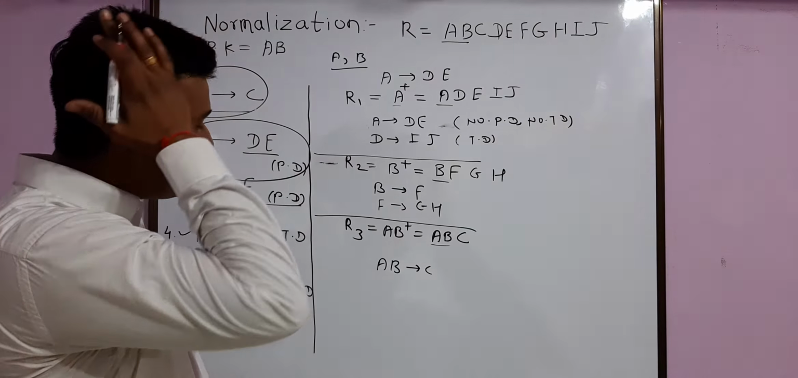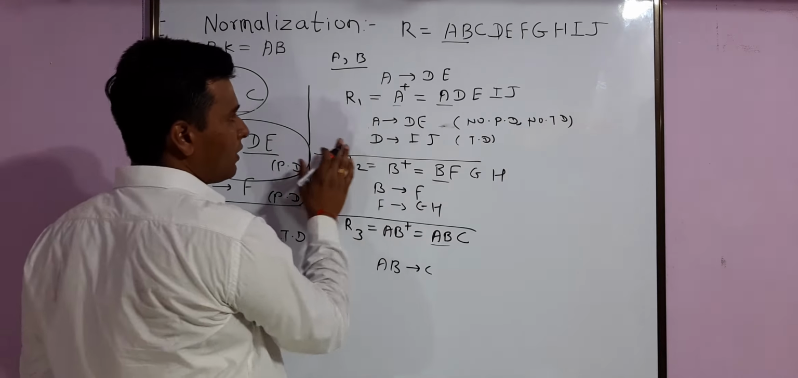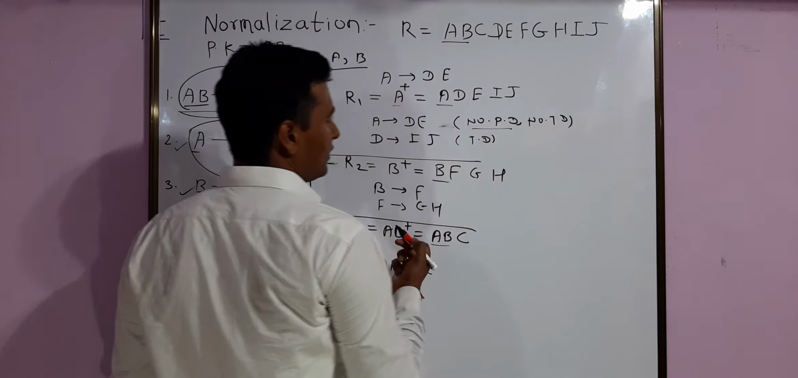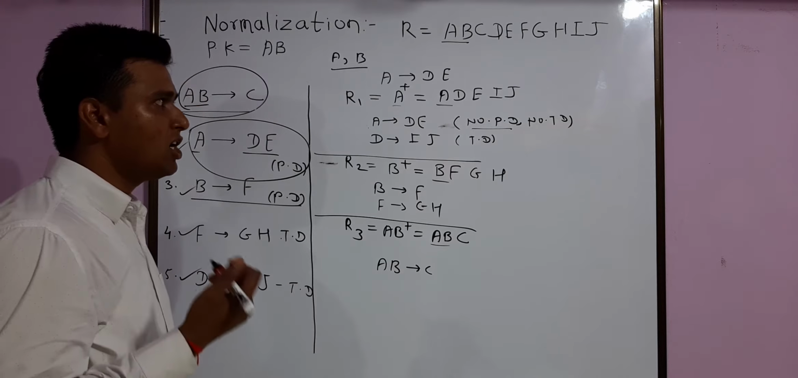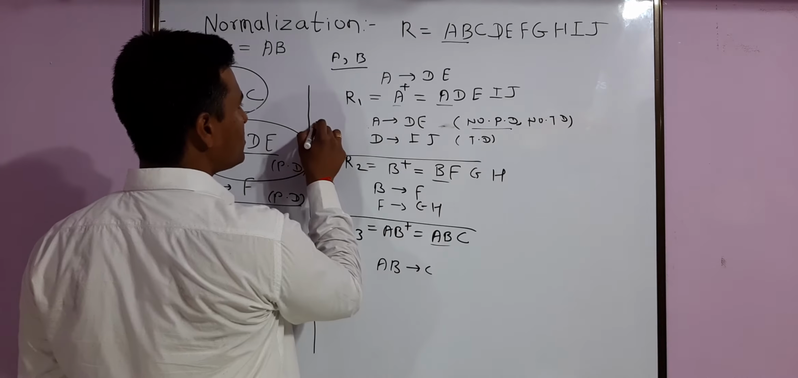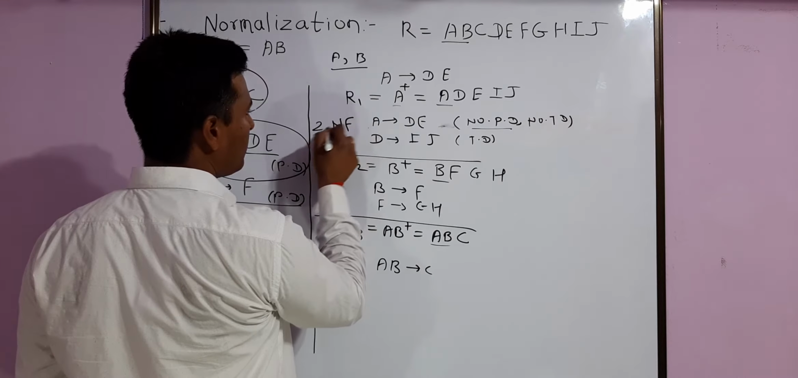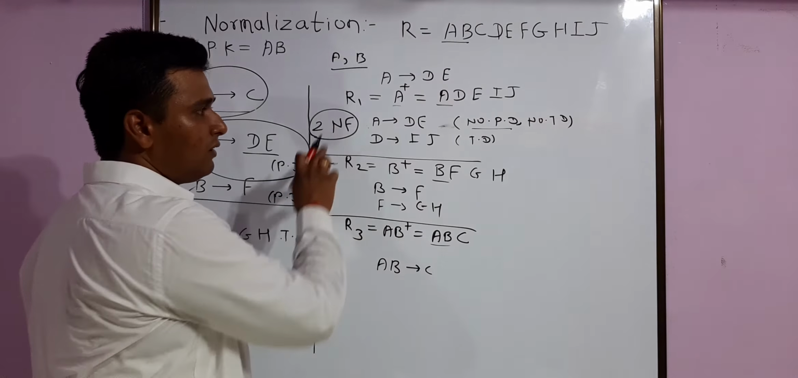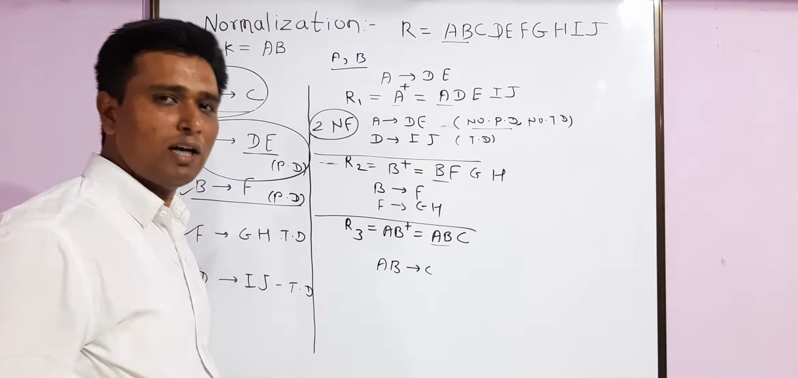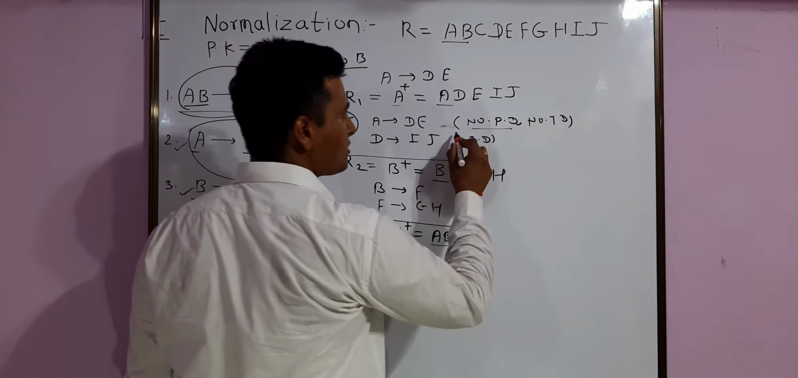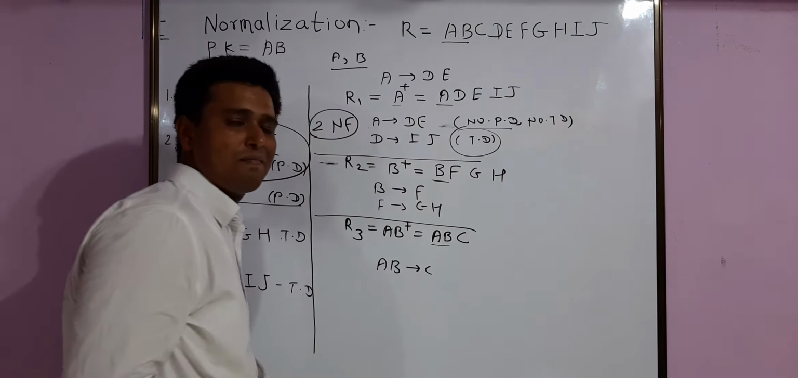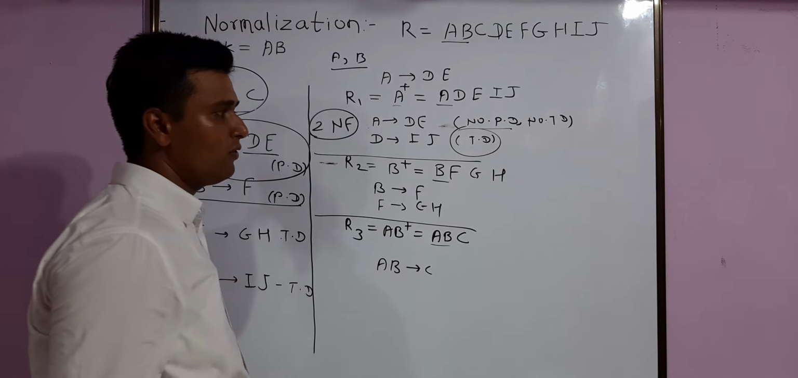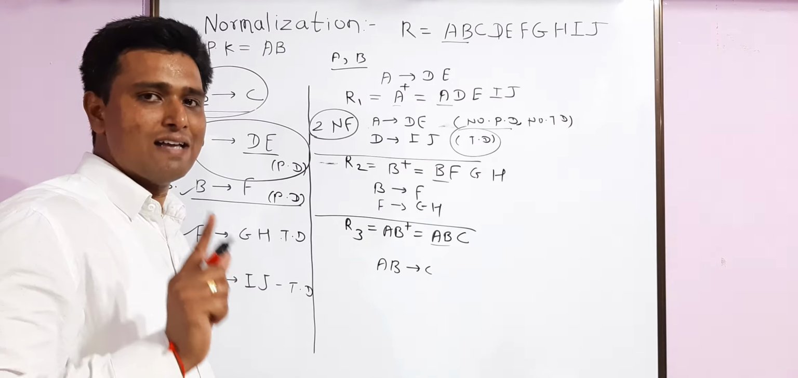Okay. Now we will move towards R1. Now we can say here no partial dependency exists. Then we can say that this relation R1 is in which NF? 2NF. Very important to note. Okay, so R1 is in 2NF. It can be in 3NF, but it is not in 3NF. Why? Because here exists transitive dependency. Okay. Now, if we want to make this relation into 3NF, then we should be removing the transitive dependency.